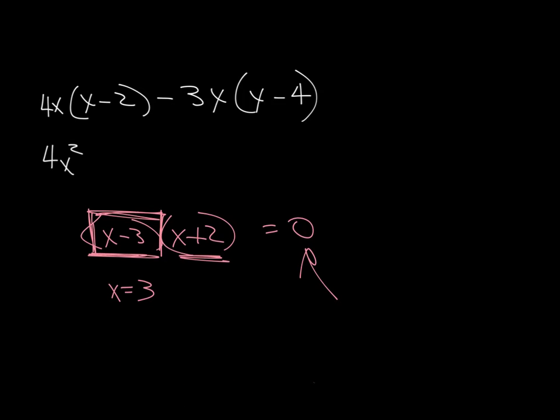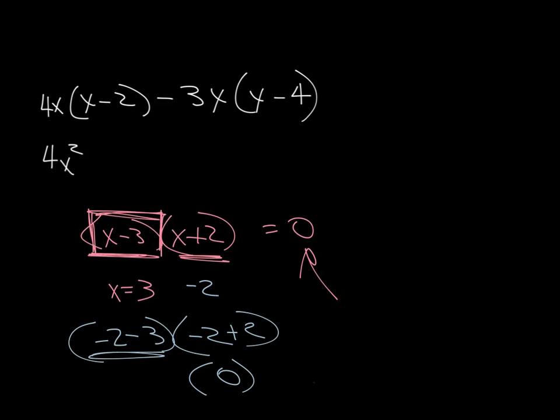What does the x need to be in here in order to make that 0? X needs to be negative 2, because a negative number added to its opposite is going to give me 0. So if I did that, I'd have negative 2 minus 3 times negative 2 plus 2. So that gives me 0. And I don't care what this number is, because no matter what it is, when I multiply it by 0, I'm going to get 0.